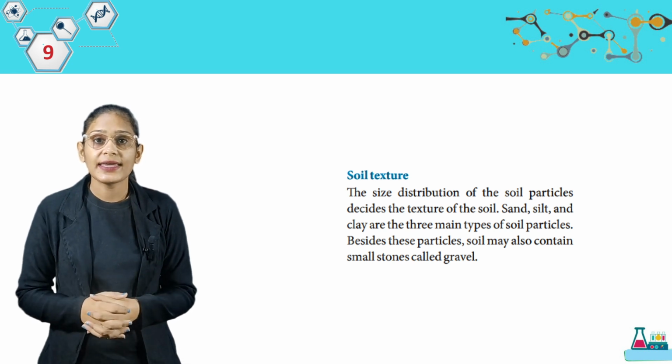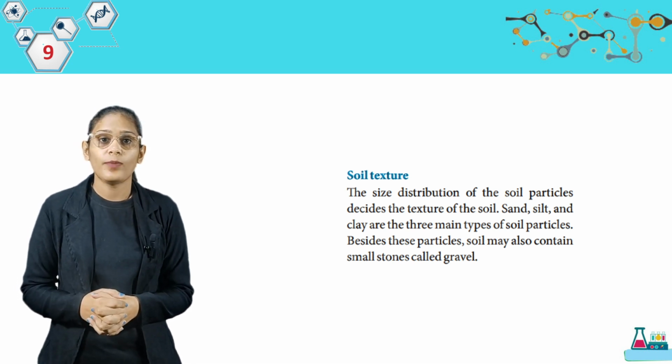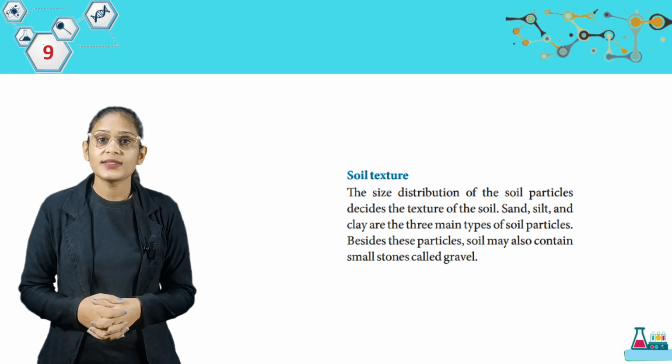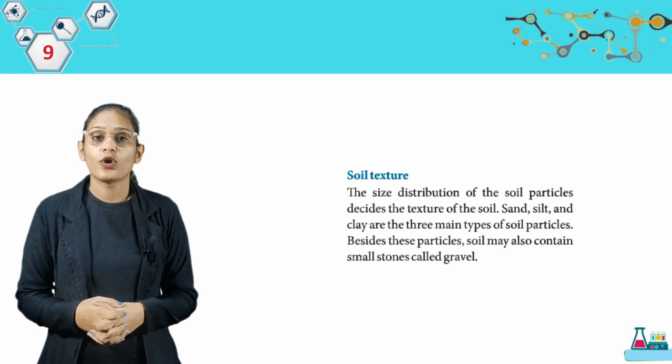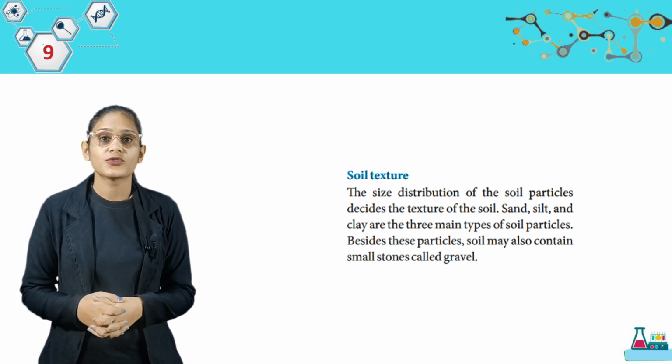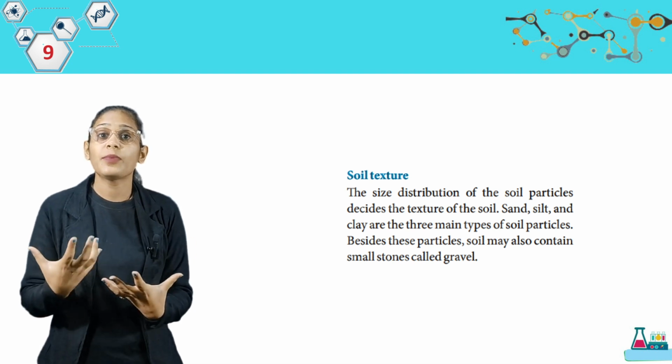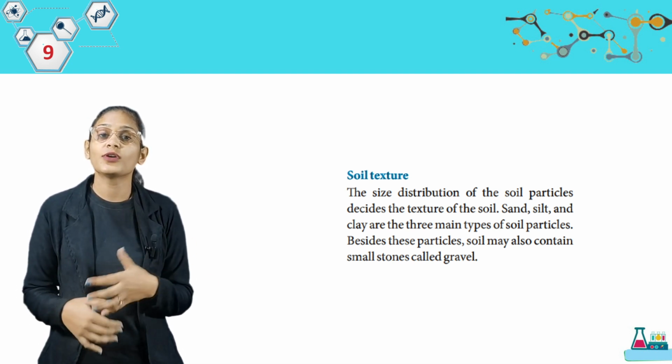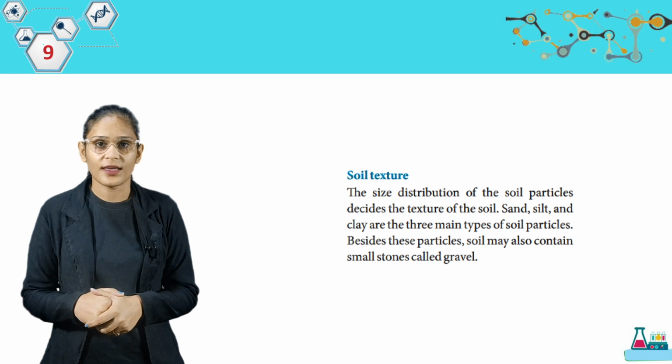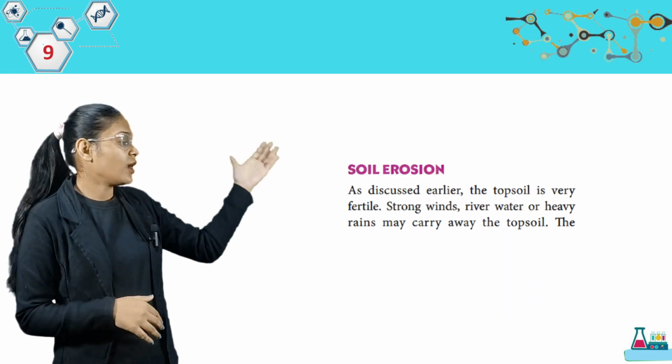Sand, silt and clay are the three main types of soil particles. Beside these particles, soil may also contain small stones called gravel. So student, soil texture kya hota hai? Jo soil ke particles hote hain, unka jo size hota hai, wo decide karta hai ki soil ka texture kaisa hoga. Now we have soil erosion.